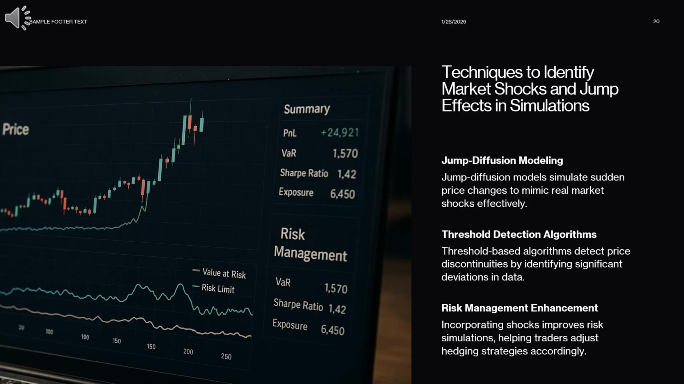Simulations utilize jump diffusion models and threshold-based detection algorithms to replicate and identify sudden price discontinuities and shocks. These methods improve the robustness of risk management simulations by adding unpredictable events, reflecting real market complexities. Analytical outputs guide traders in recognizing shock signatures and adjusting hedging tactics.